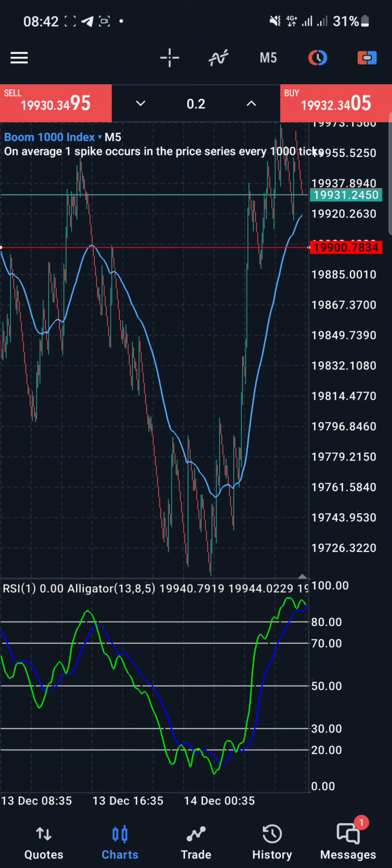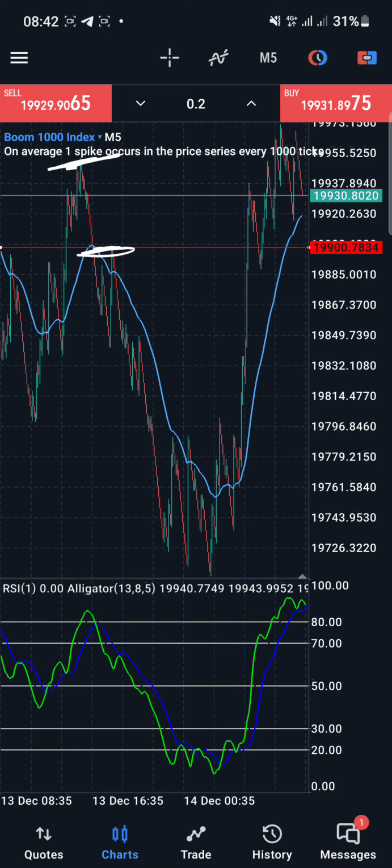So first of all, let's go to the main chart. Here is a resistance zone, and of course it was unable to break out above that, so it gave us a downtrend signal. It gave us a selling signal immediately it went below this moving average.